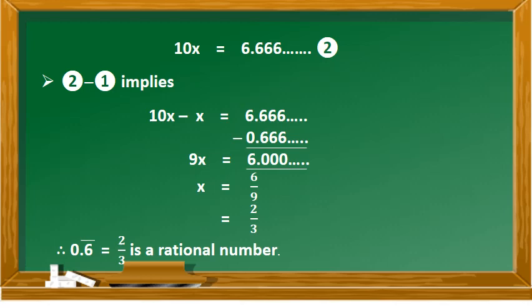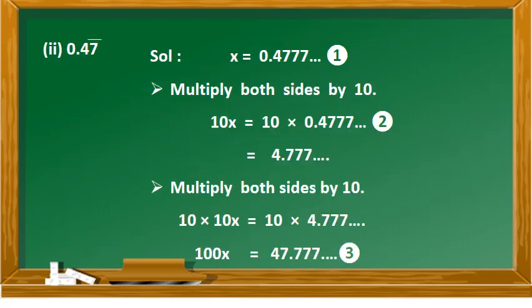That gives you 9x, that is 10x minus 1x is equal to 9x, is equal to, when you subtract the right side, you get 6. So x is equal to, when you bring 9 to the right hand side, 6 by 9, and again x is equal to, when you cancel 6 and 9, both go in the 3 times table, you get 2 by 3. Now finally you cannot reduce it further. So therefore 0.6 bar is equal to 2 by 3, which is a rational number.